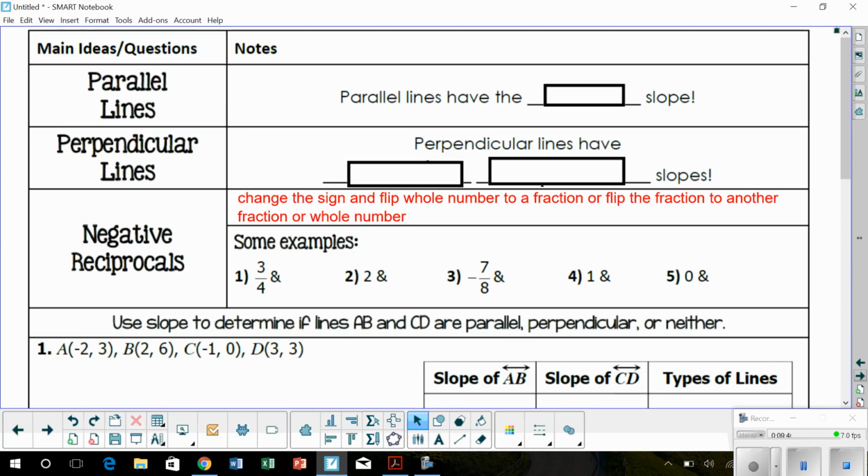All right, so now we're going to talk about parallel and perpendicular. Parallel lines have the same slope.